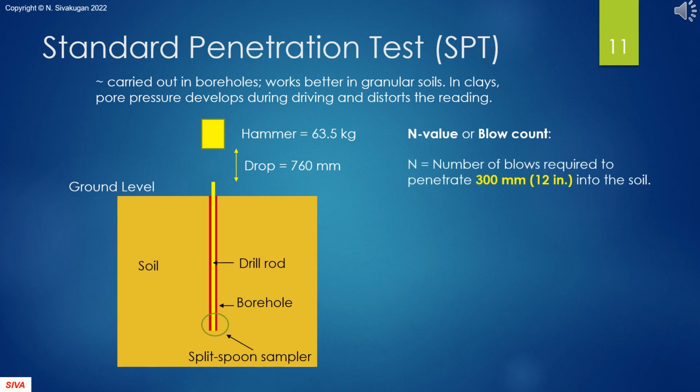Standard penetration test, fondly known as SPT, works best in granular soils. A split-spoon sampler is driven into the ground, at the bottom of a borehole, by a 63.5 kg hammer dropped over a height of 760 mm. The number of blows required to drive the sampler by 300 mm into the ground is called the blow count value, and denoted by N. In clays, excess pore water pressures develop, which can alter the effective stresses near the sampler and hence the N values are unreliable in cohesive soils.